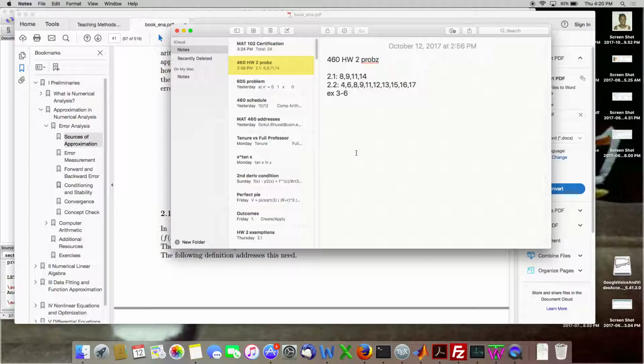What I'm willing to do in certain cases is actually pick some of these problems and step through them during class. And that applies to this section, and also to upcoming sections. So that's something we can do.